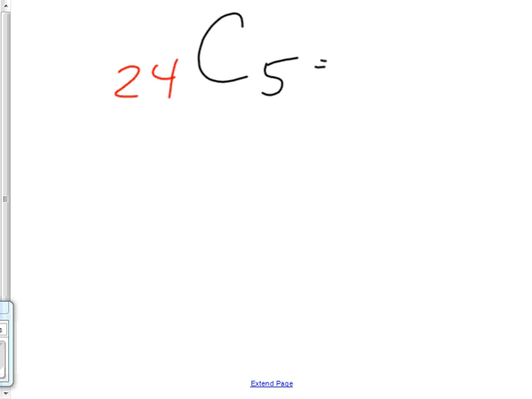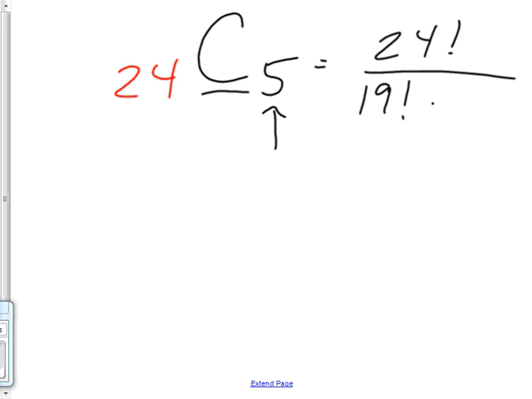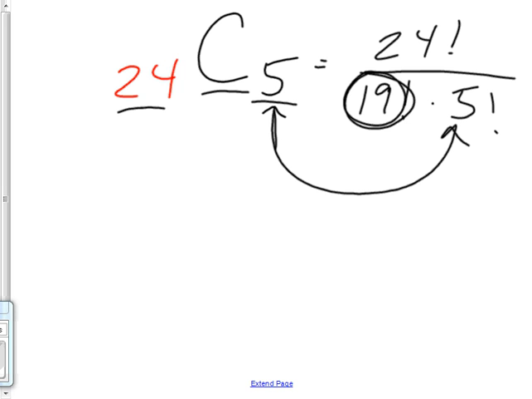Do you get that this would be 24 factorial over 24 minus 5, which would be 19 factorial, times, there's an extra 5 in it, 5 factorial. Remember that way? That formula is something you're going to need to know. Do you get that? This number came from 24 minus 5, and there's an extra one of these over here. All right, but there's a much faster way.